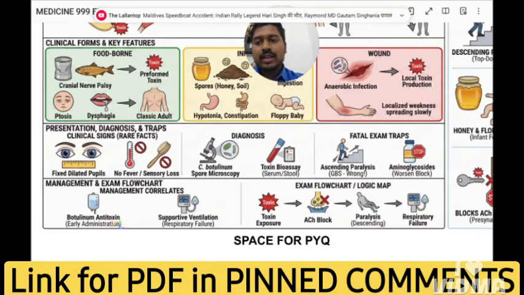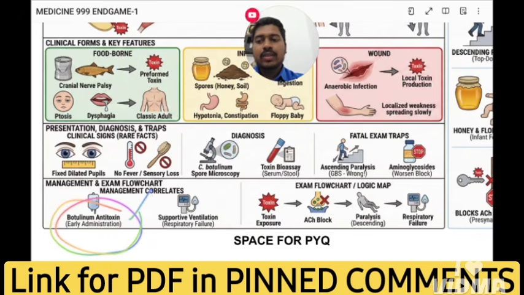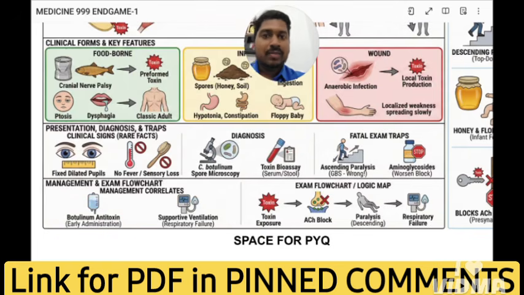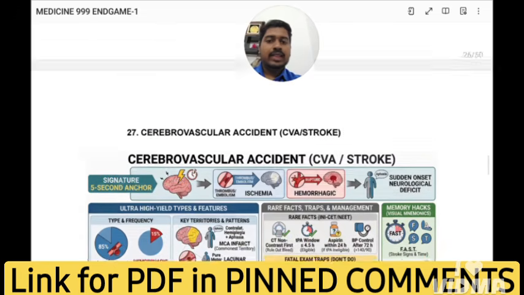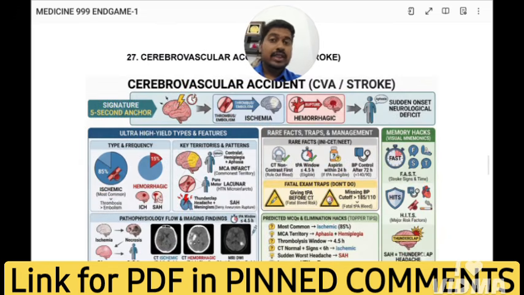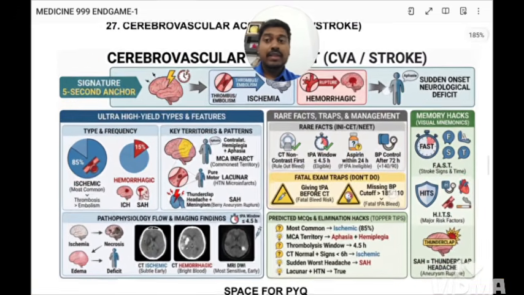So what is the drug of choice? The drug of choice is botulism antitoxin, and early administration will be helpful in reversing the symptoms. Second is supportive management. That is, as long as the action of botulism toxin is there, you will be giving respiratory support, that is through ventilatory support. Okay, I think I have discussed everything. We'll go to the next topic, that is CVA and stroke, which is a very important topic.